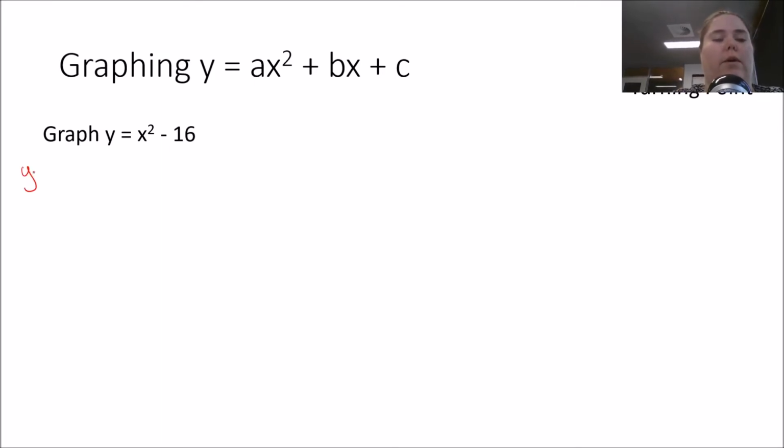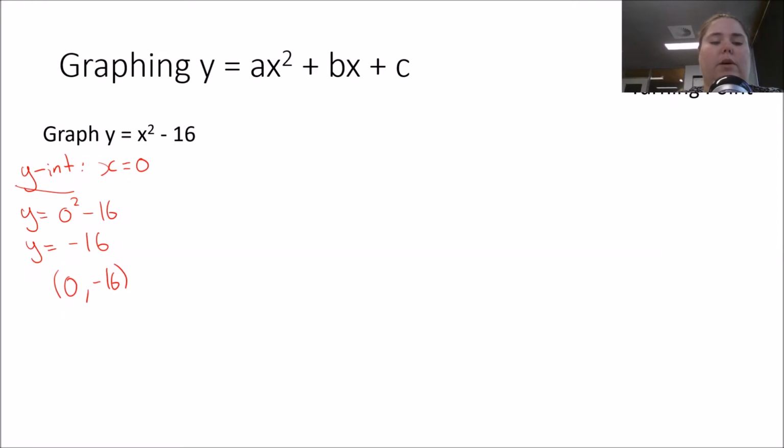So we want to find three things every time. We want to find our y-intercept, which is very straightforward. It's just x equals 0, so we just sub that in. y equals 0 squared minus 16, so y equals negative 16. Done. Y-intercept, 16 down. I tend to write it as an actual point to remind myself of what I'm plotting.